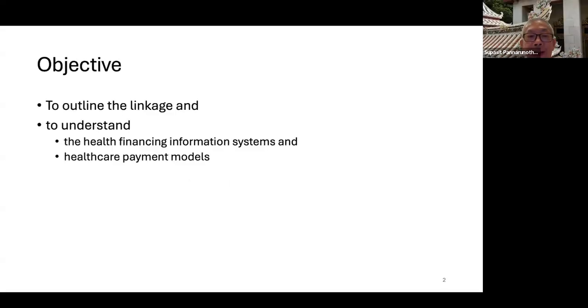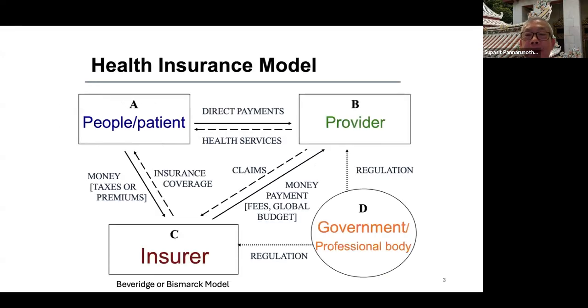So the objective of this presentation is to outline the linkage and to understand the items of the health financing information system and the healthcare payment models. So I start with the insurance model to remind how health financing comes into our discussion today.